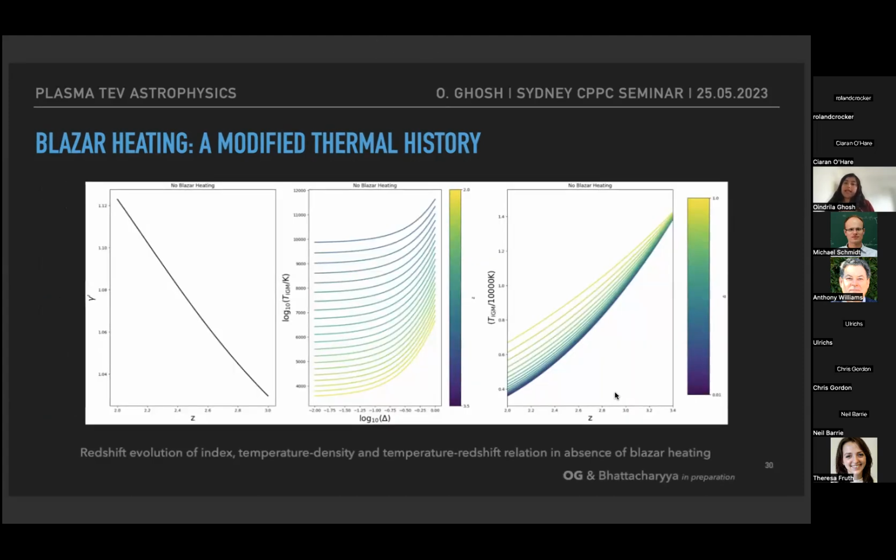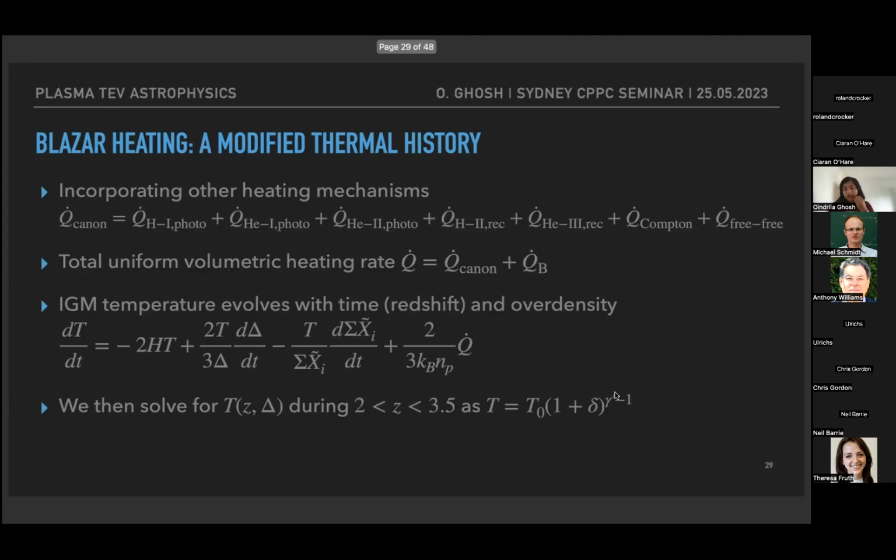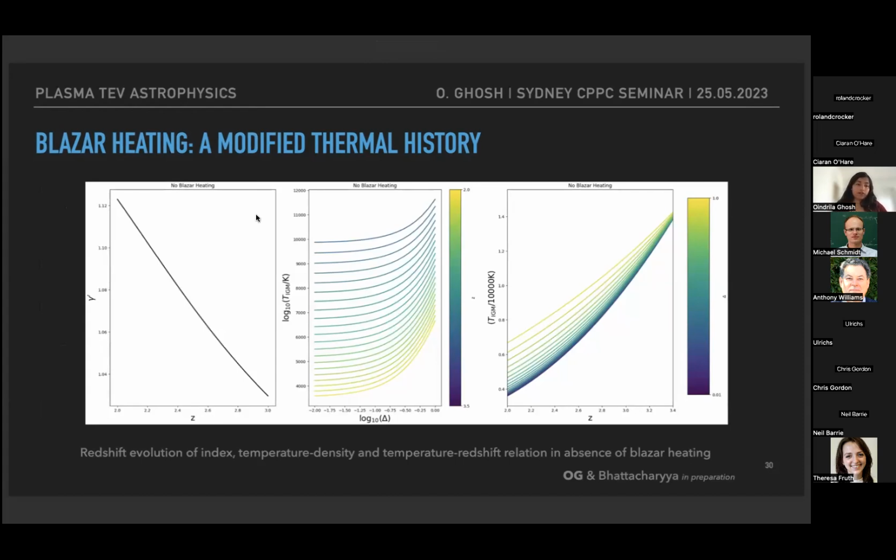So in the absence of blazar heating, meaning when you do not consider this Q_B dot term, when we solve this temperature density relation, then we have this type of scaling for gamma prime. And this is the temperature density relation for various redshifts, and this is the temperature redshift relation for various overdensities.